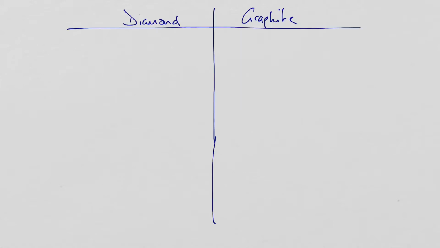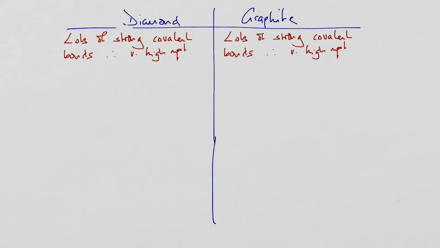So what we're now going to do last of all is compare the properties of diamond and graphite. First of all, with diamond we've got lots and lots of strong covalent bonds, therefore it's going to have a very high melting point. It takes a lot of energy to break up those bonds. And remember, graphite has also got lots of strong covalent bonds, so it's also got a very high melting point. For graphite, the sheets don't have strong bonds between them.